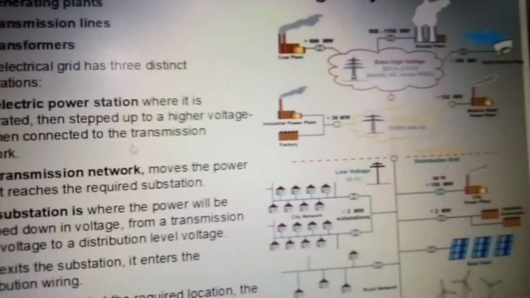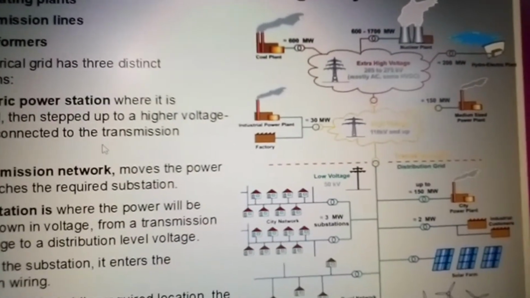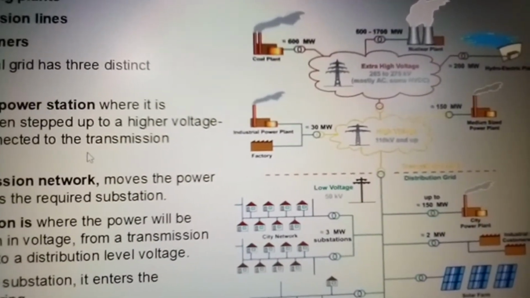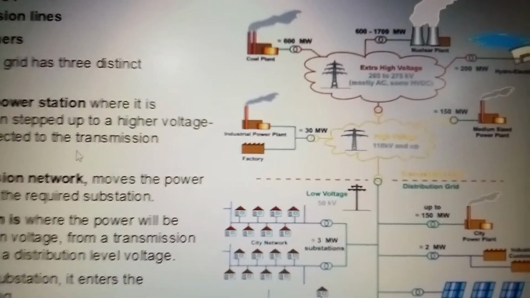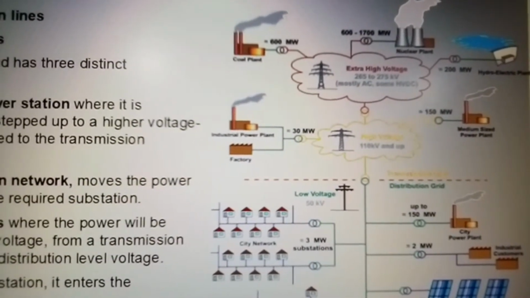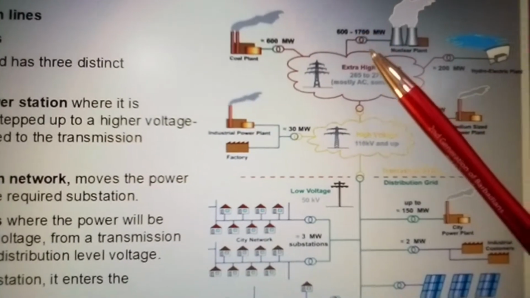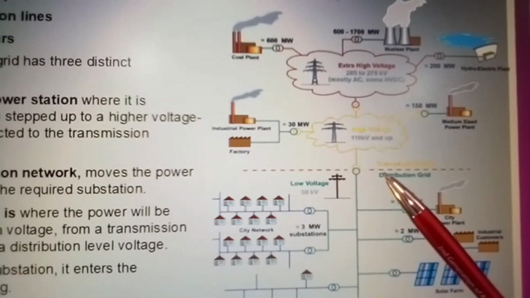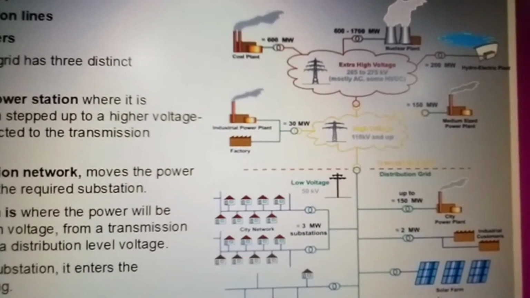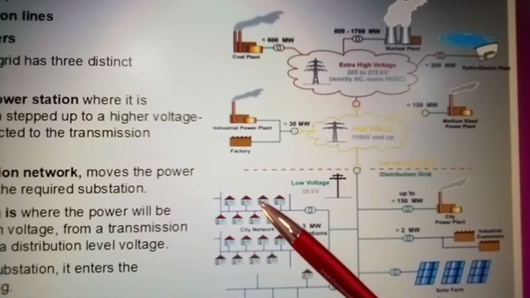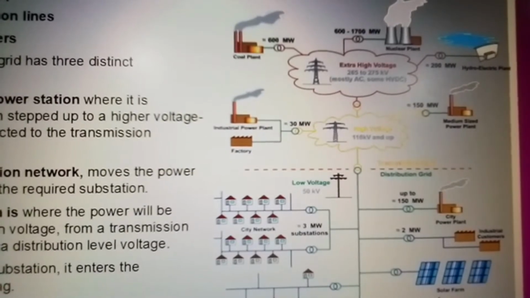Now let's go back to the picture itself and get a little close-up of this. Extra high voltage, then we're stepping down, and we again come down to a voltage to supply our houses, factories, farms, and so forth.